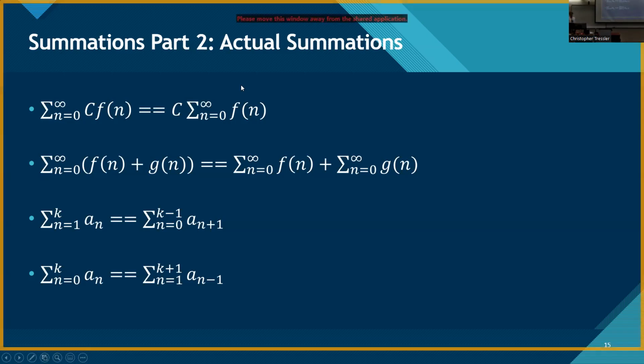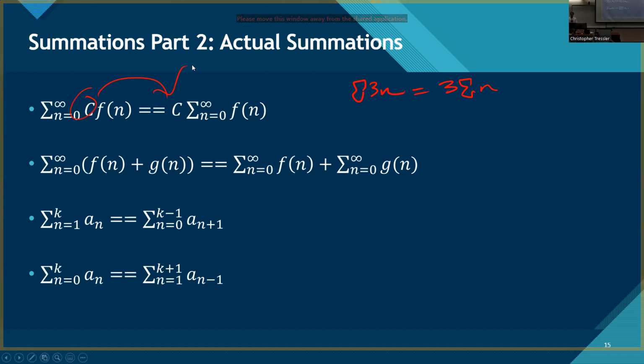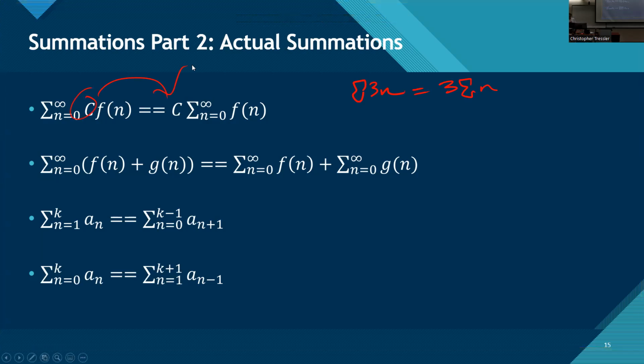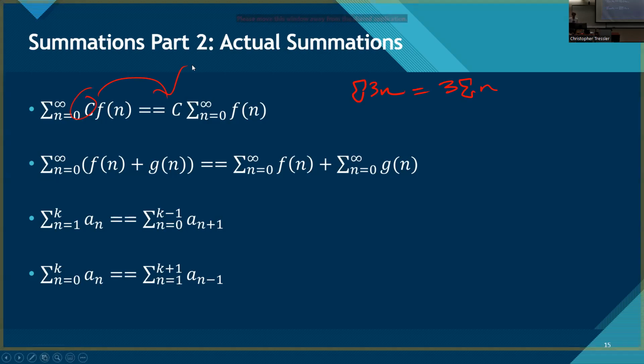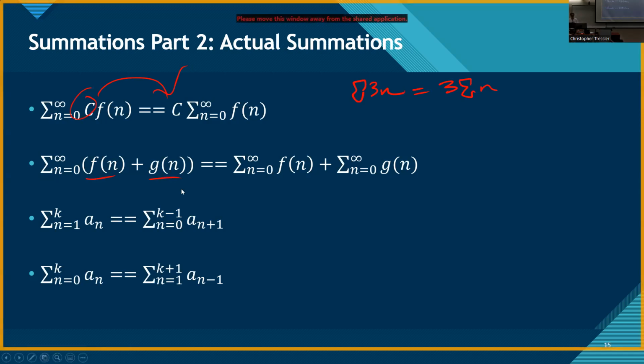But here's some basic summation rules. If we have a sum, and let's say we have the sum of 3n, note that this is going to do the same thing as basically this right here. We can take this constant and move it from here to the front, okay? Now, if we have a sum of 2 functions, we can actually separate them and consider them as completely different sums, okay? So if we have a function f and a function g, we can split them apart and say we have the sum of the function f and the sum of the function g.